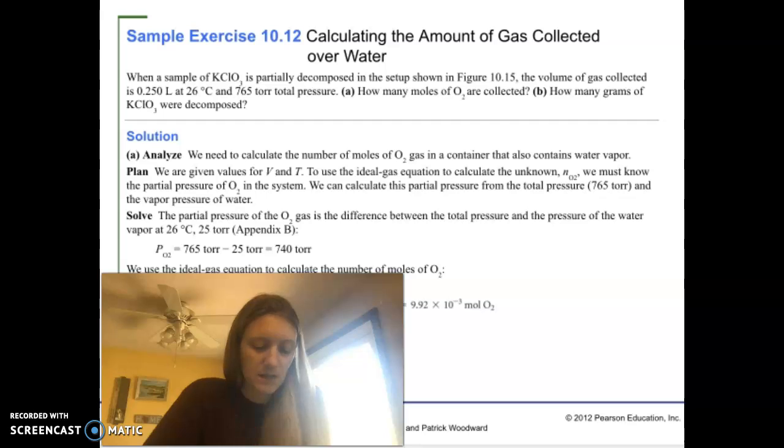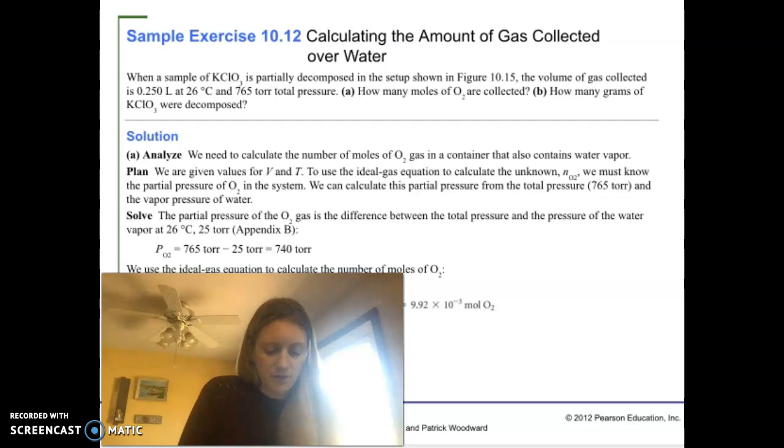We can use the ideal gas equation to get the moles, but our first step is to figure out the partial pressure of oxygen based on that 765 torr. So we would look in Appendix B in our textbook to find the pressure of water vapor at 26 degrees Celsius, and you find that it's 25 torr. So if you take the 765 torr minus the 25 torr from the water, you get a total of 740 torr. Then I need to convert that torr into atmospheres by dividing by 760 so that I can plug that into the ideal gas equation and solve for n.